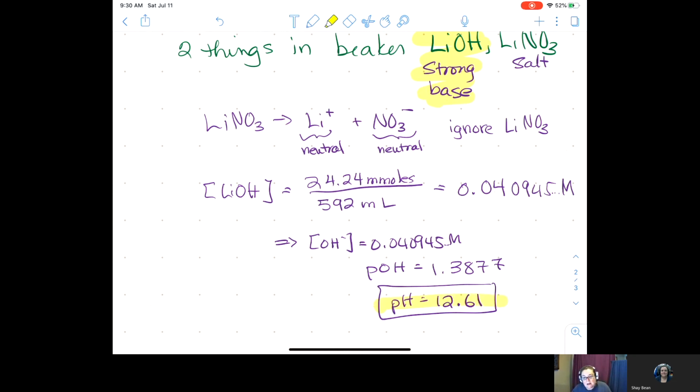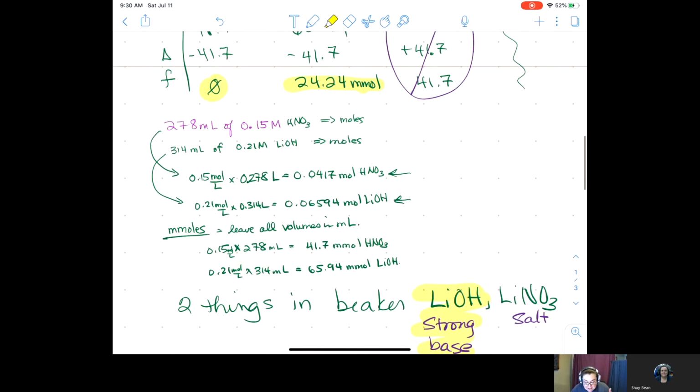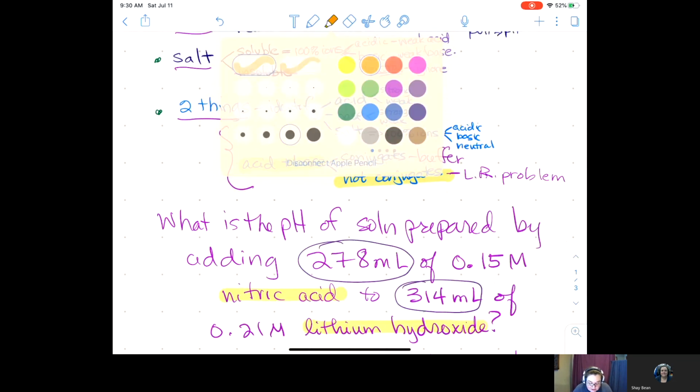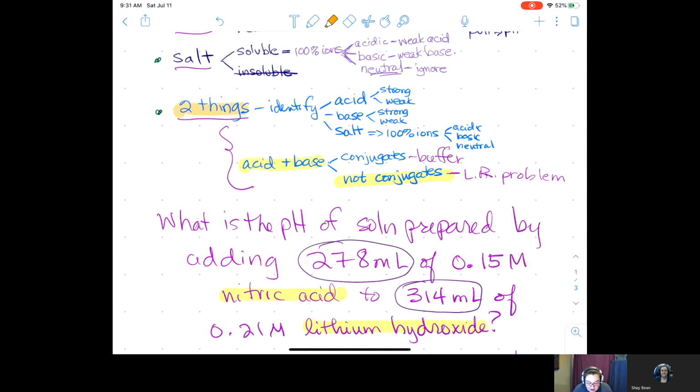Bam, I got it. So this problem, there are several different paths this problem can go down. But it starts with, I have two things in my container. They are an acid and a base. Once I break up all the ions for the salt and figure out what's going on there, they are not conjugates, which means it's a limiting reagent problem. And I run the limiting reagent problem. That's Chem 1 stuff. You may need some practice.